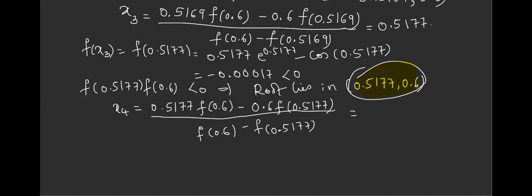Do the calculation. 0.5177, same. If this is exactly the same, why check? Because f of this value has already been checked. So now you can conclude the answer. 0.5184. Others? 0.5182. 0.5184 actually.